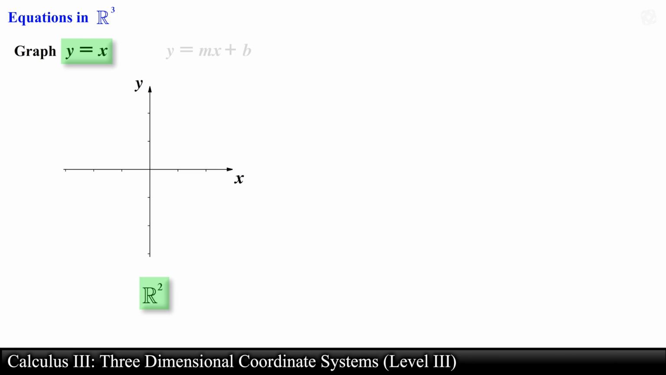Let's start by graphing the equation y equals x in R squared, since this graph will provide us with a starting point to successfully graph it in R cubed. For starters, this equation is represented by a line in R squared, and has the form y equals mx plus b, where the slope is equal to 1, and the y-intercept is equal to 0.